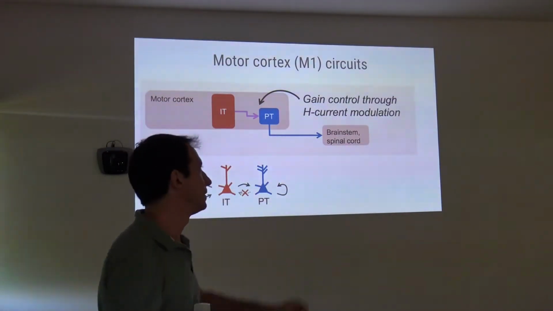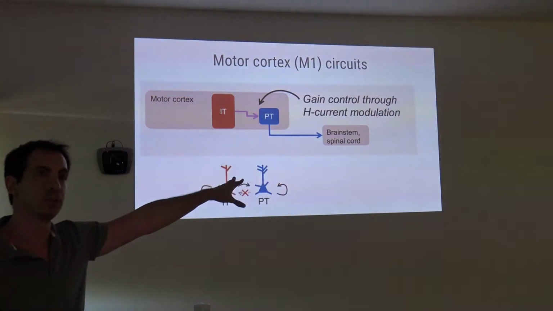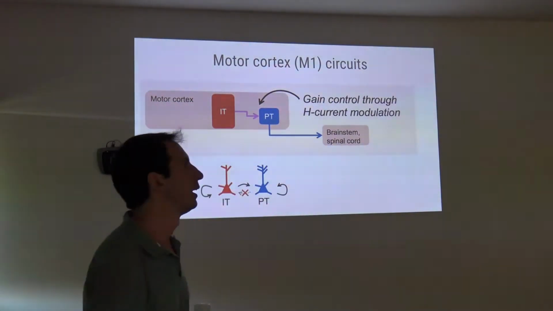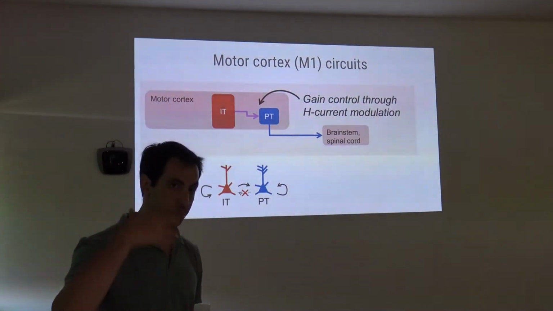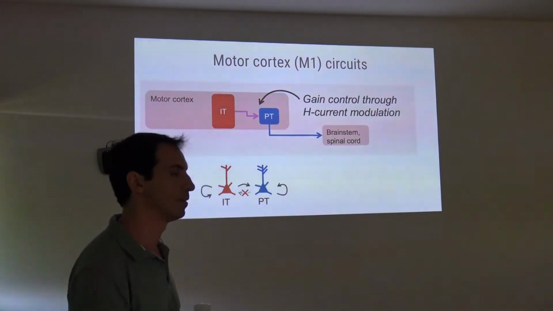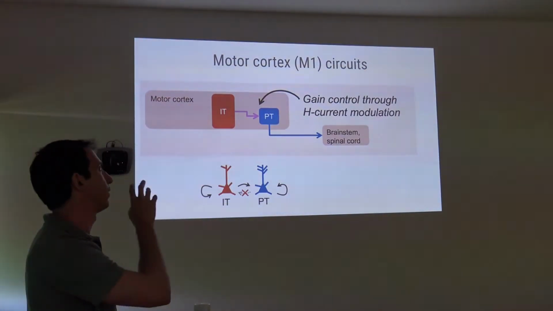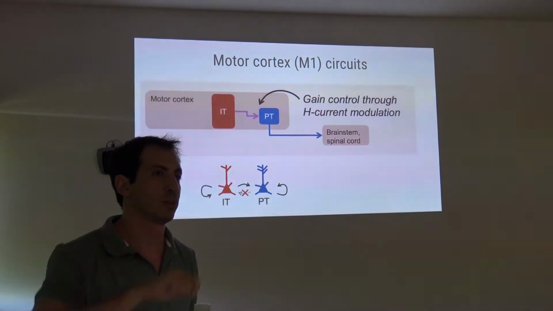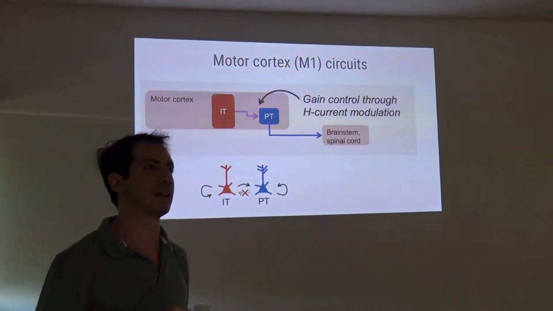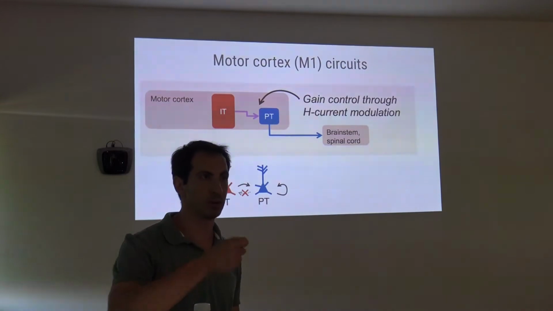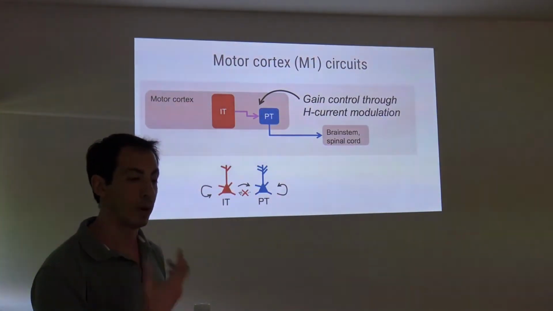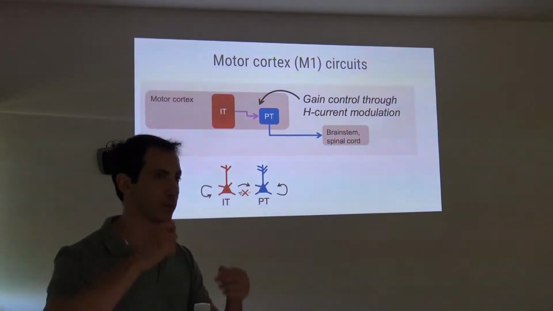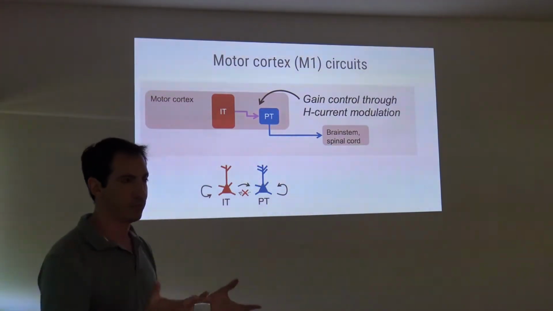Also shown here is this H current modulation, which is one of the channels that PT cells have. It's called the HCN channel, and it has lots of functions. It has been shown to be involved in many different processes, but the one we're interested in here is hypothesized to be sort of a switch for PT cells. So it can turn the output of PT cells on or off, and there is a way to modulate this HCN channel with neuromodulators from other parts of the brain, norepinephrine, for example.